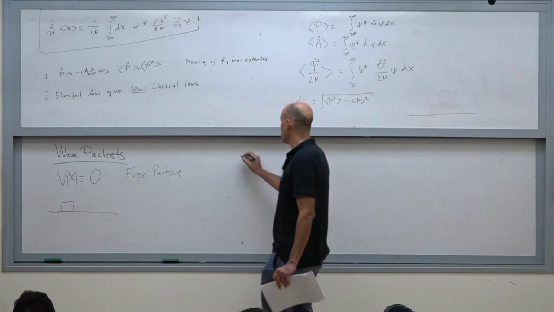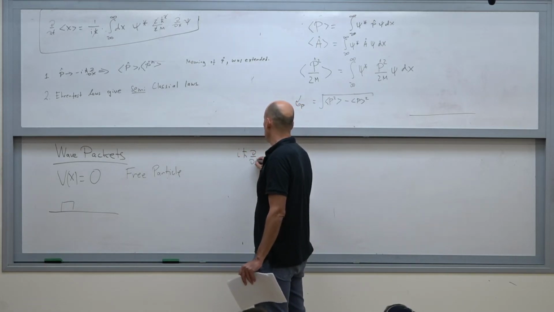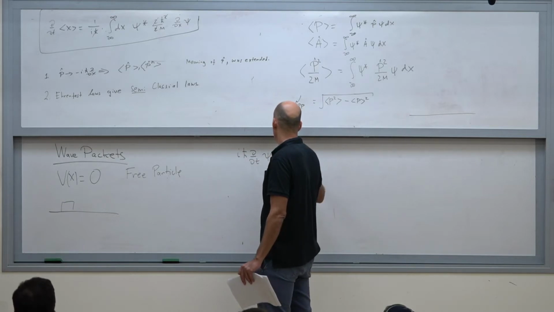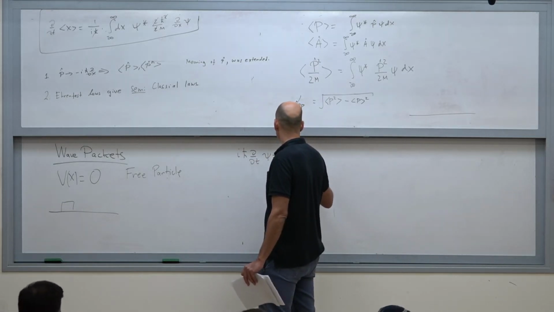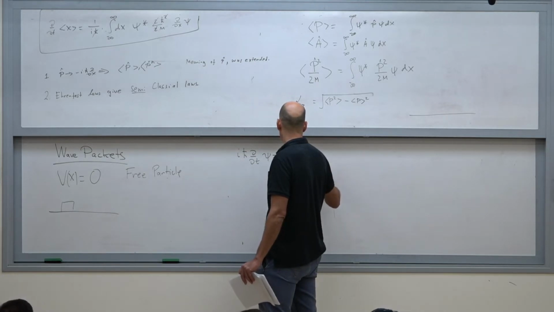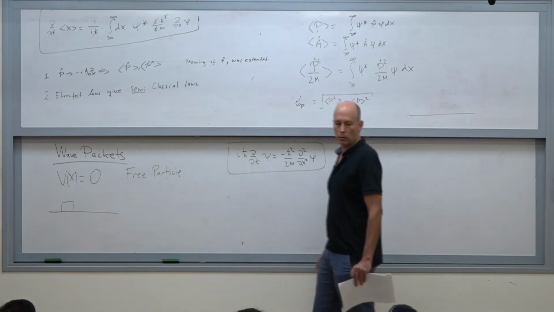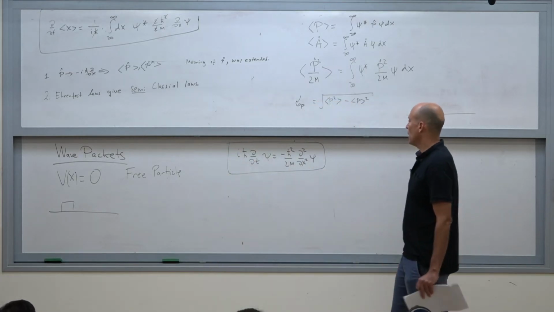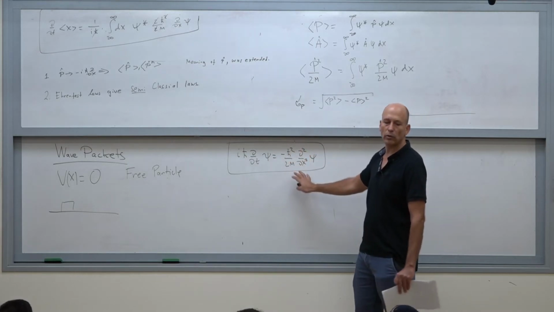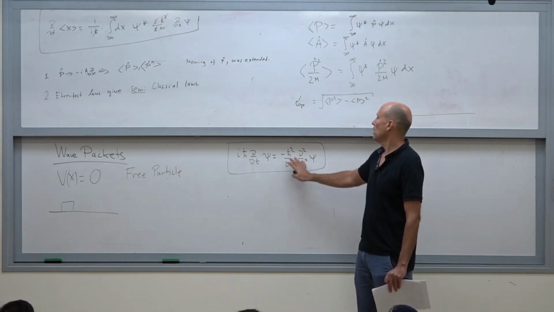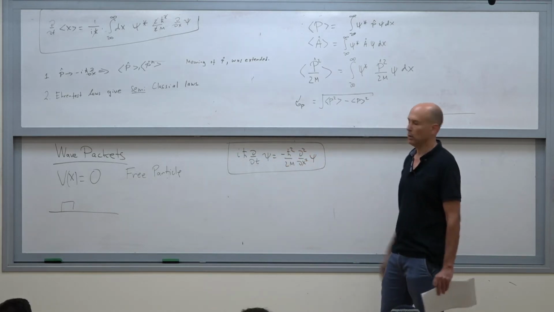So in this case, the Schrodinger equation is very simple. i h bar d over dt psi equals minus h bar squared over 2m second derivative of psi. So I'm solving this in one dimension, to make life as simple as possible. And this, as you see, is the Hamiltonian. This is p squared over 2m, where p is the operator, simply because the potential is 0. This is the simplest form of the wave function.